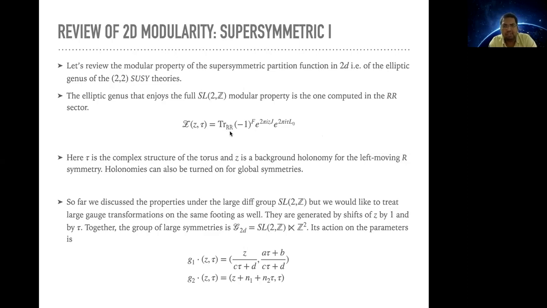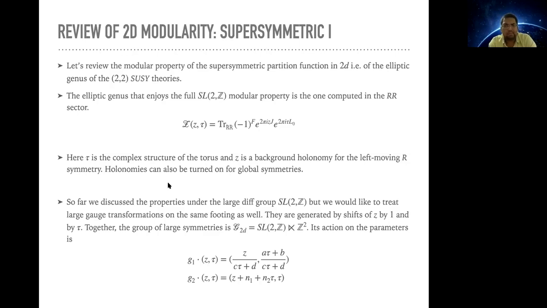Now, this is the definition. As you can see, this is just a trace with (-1)^F inserted, which measures the R-charge in the left-moving sector and the L0 dimension in the left-moving sector. Geometrically speaking, tau is the complex structure parameter and z is the background holonomy of the R-symmetry gauge field. Of course, this theory could have other global symmetries. In that case, you would introduce holonomies associated with those global symmetries as well, which would make the partition function a function not just of z and tau, but of z_i and tau, where the number of z's would be equal to the rank of the global symmetry plus this R-symmetry, if you wish.